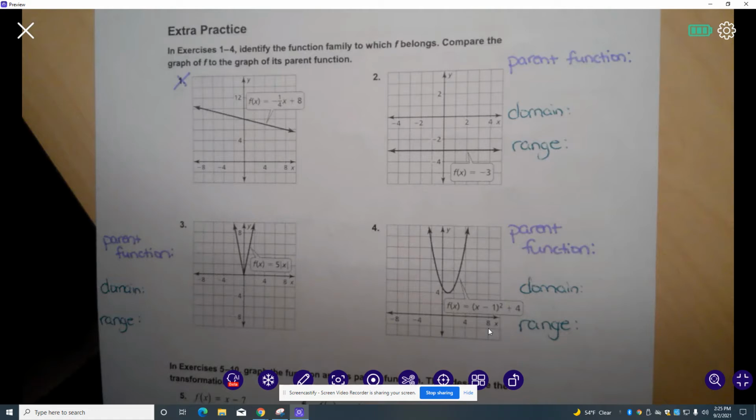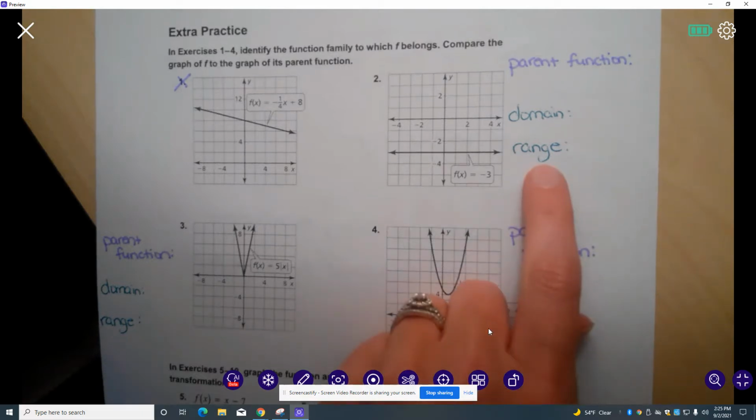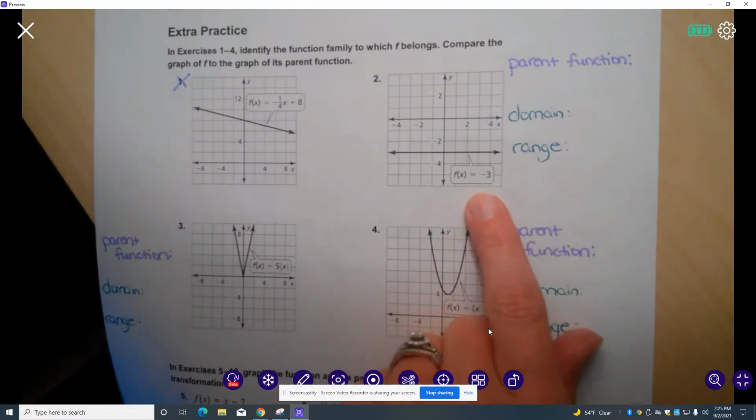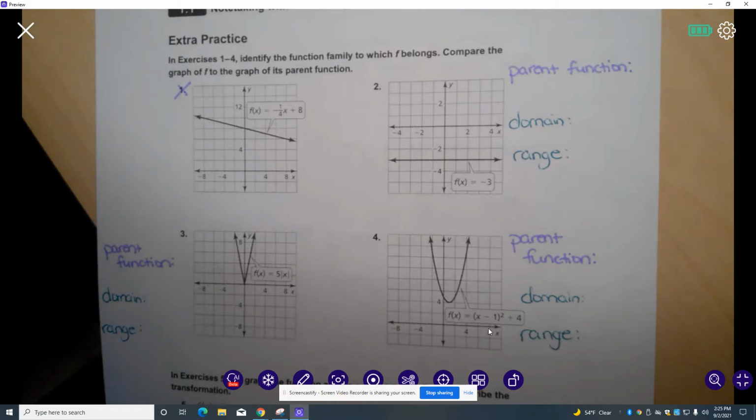In this video, we're in lesson 1.1. We're on page 5 in your student journal, and we're going to work through number 2, 3, and 4. In these 3 problems, we need to identify the function family to which f belongs. We're going to compare the graph to the graph of its parent function. And then we're also going to add in discussing the domain and range of the function that's graphed.